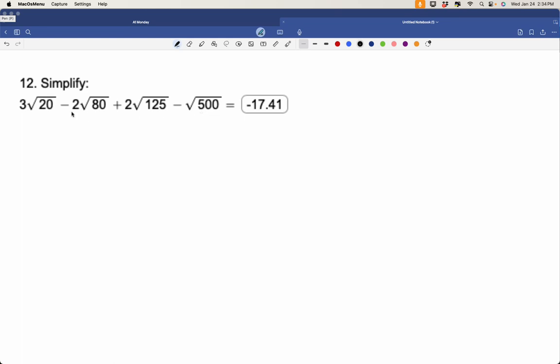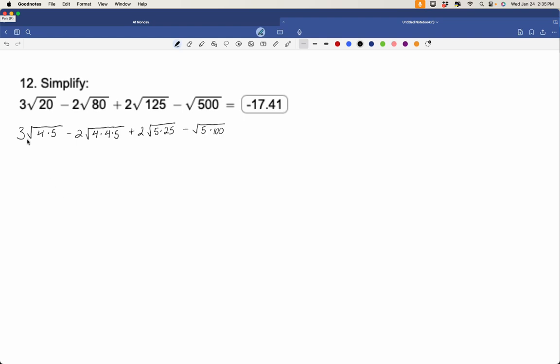In order to simplify this problem, we have got to reduce these radicals as much as possible. And the way we do that is through factoring. So we know that 20 is 4 times 5. We know that 80 is going to be 4 times 20, which is 4 times 5, right? We know that 125 is 5 times 25, and 500 is going to be 5 times 100.